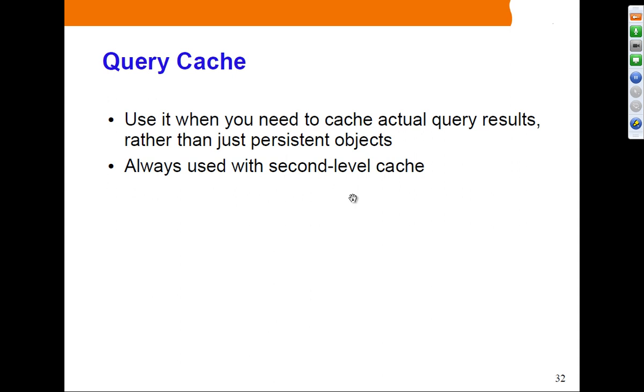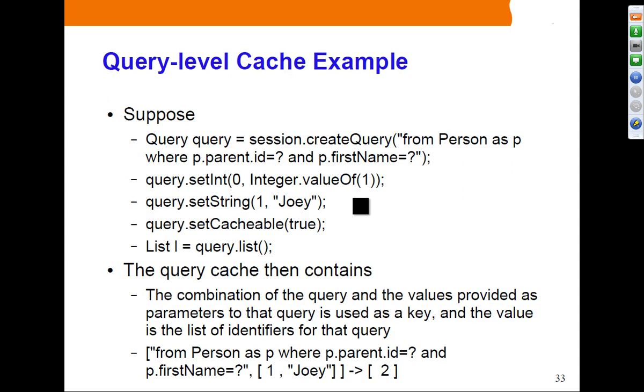By the way, it's always used with the second level cache. So this is an example. Suppose we have created a query, from Person as P. This is actually the query object, and then we are setting these positional parameters. Then you set this query as cacheable. When you call setCacheable(true), it will be cached in the query cache. So the query cache at this point will cache the combination of the query and the values that you specify for these positional parameters, and the result. Basically, it will just cache the query and its parameters.